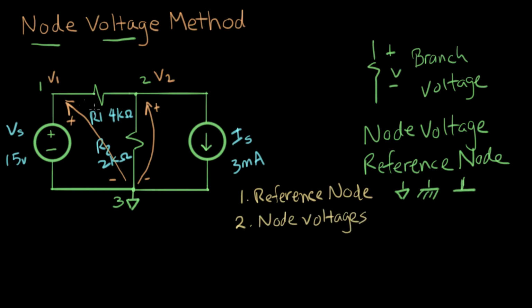And we already did that. We named our nodes V1. That node there is V1, and that node there is V2, with respect to the reference node, which is down there at node 3. Whenever you talk about node voltages, there's always an assumption that one of the nodes is a reference node. Okay, the third step is to solve the easy nodes.